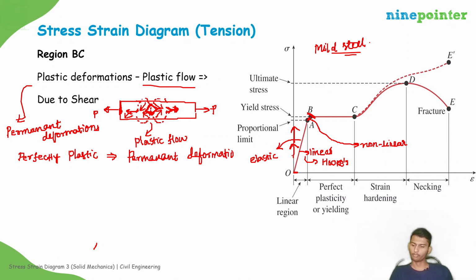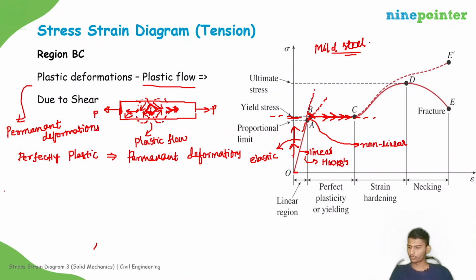One more thing is that if the material behaves as perfectly plastic, then there is no need to apply more stress. We already applied this much stress. After this stress, there is no need of increasing the load. It will automatically deform. See, without increasing stress, it is deforming, right? And if you observe, initially the slope is like this, now the slope is becoming like this, now the slope is becoming like this.